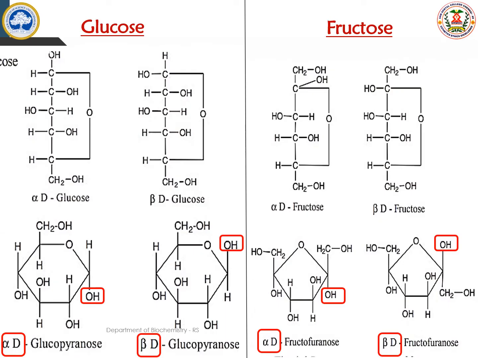This slide shows the closed chain Fischer projection and Haworth projections of glucose and fructose. Here alpha D-glucose and beta D-glucose are shown, where in alpha D-glucose you can see the OH group below the plane of the pyranose ring. In the same way, in beta D-glucopyranose, the OH is found above the plane of the pyranose ring. Similarly, the stable structure of fructose is fructofuranose. In the alpha form of fructofuranose, the OH is found below the plane. Similarly, in beta D-fructofuranose, the OH is found above the plane of the furanose ring, which is a 5-membered ring.